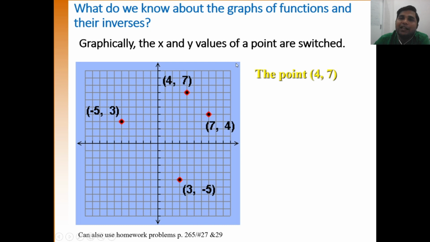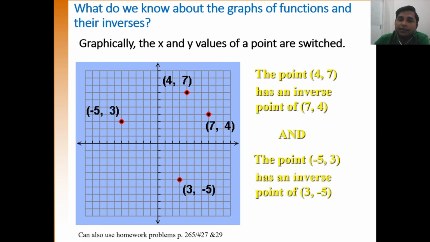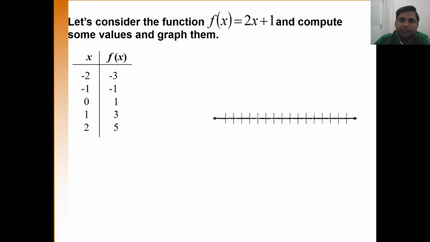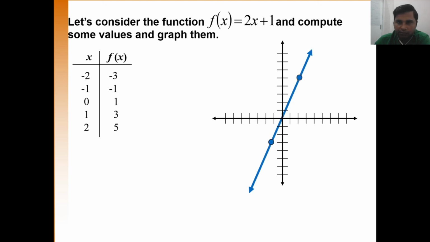Graphically, the x and y values of a point, so if it is (4, 7), it gives you (7, 4). If it is (minus 5, 3), that will be (3, minus 5). Okay, and let's consider the function and compute some values and graph them. So we found the x and y coordinates. Sketch the graph.